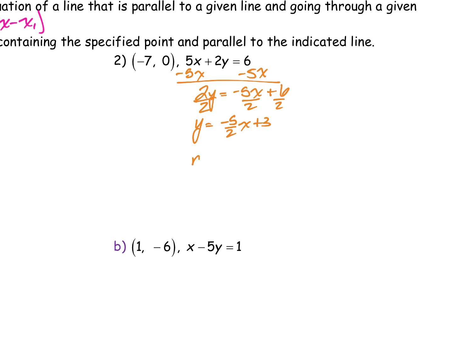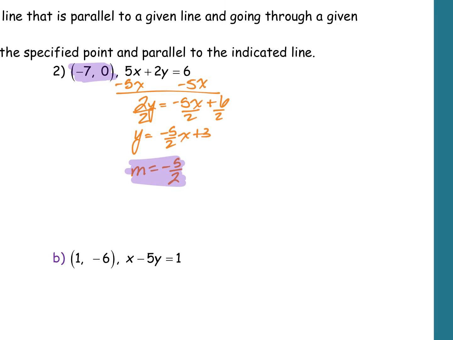Excuse me, what's my slope? Negative 5 over 2x. Negative 5 halves. Okay, so now I'm going to use my point and my slope, and I'm going to write the equation of the line. So what do I get? Y minus 0 equals negative 5 halves times x plus 7.